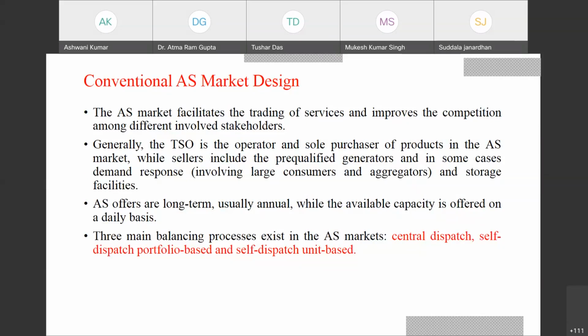Then ancillary service market design. What could be the possible design of the conventional ancillary service market and the future ancillary service market, especially in a smart grid domain? Three main balancing processes, as I told you, exist in an ancillary service market. One is the central dispatching system. Second is the self-dispatch portfolio-based system. And third is the self-dispatch unit-based system. Central dispatch is taken care of by the TSO or ISO; self-dispatch is taken care of by bilateral negotiation, like the generator itself; and the self-dispatch unit-based system is taken care of by the distributed sources in a network.